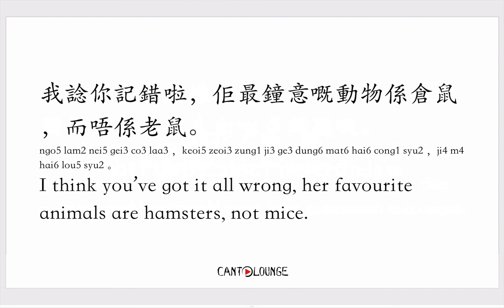It's kind of similar, right? They both have 鼠 in them, but it's a different kind of 鼠. 鼠 means mouse, by the way, generically. So 我諗你記錯啦, I think you have remembered it wrong. 記錯, remember wrong. 佢最鍾意嘅動物, his favorite animal. Favorite animals are 倉鼠, hamsters, 而唔係老鼠, and not mice. Maybe not a situation that might ever come up, but it's an interesting example, hopefully.